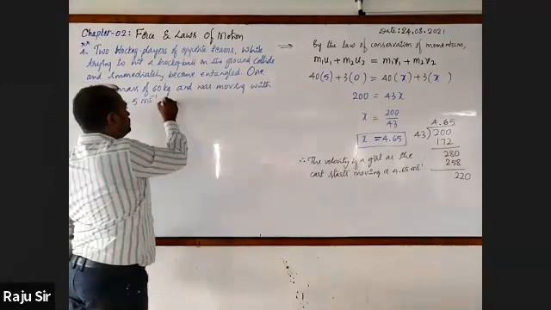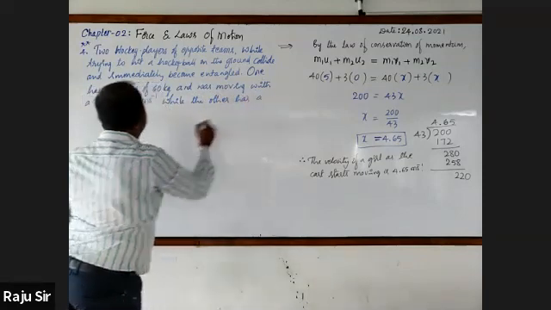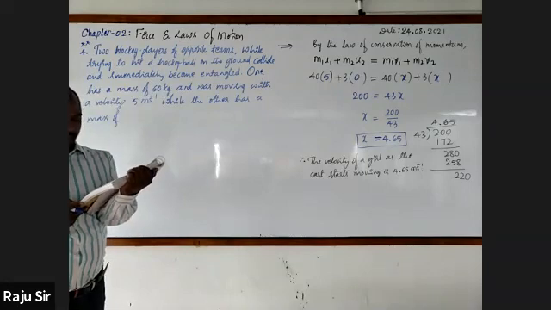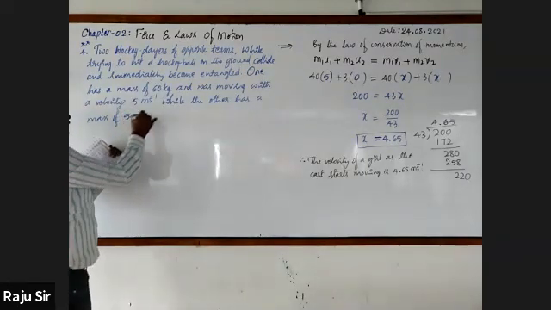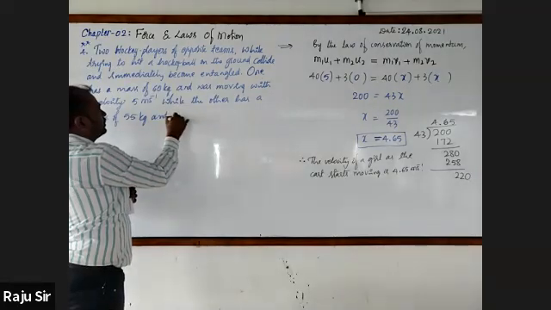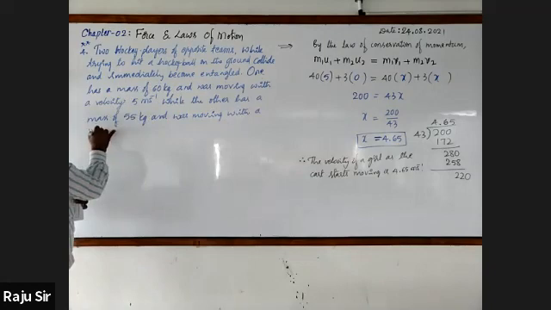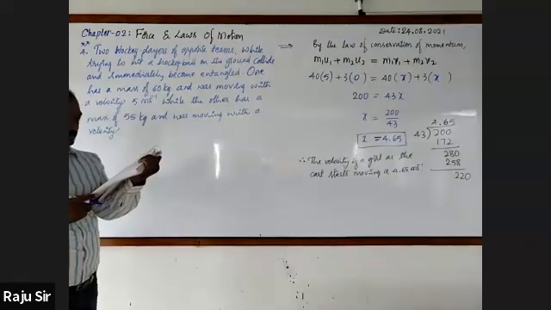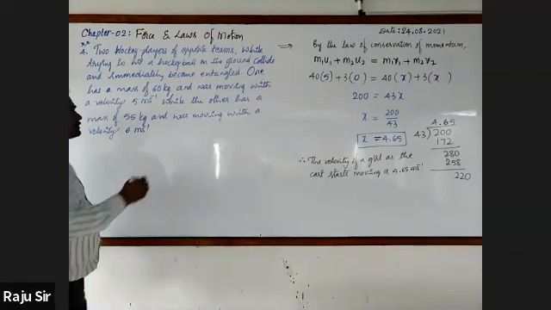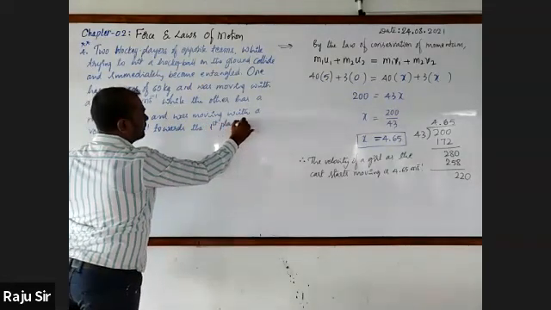While the other, the second player, has a mass of 55 kg and was moving with a velocity of 6 meters per second towards the first player. Full stop.